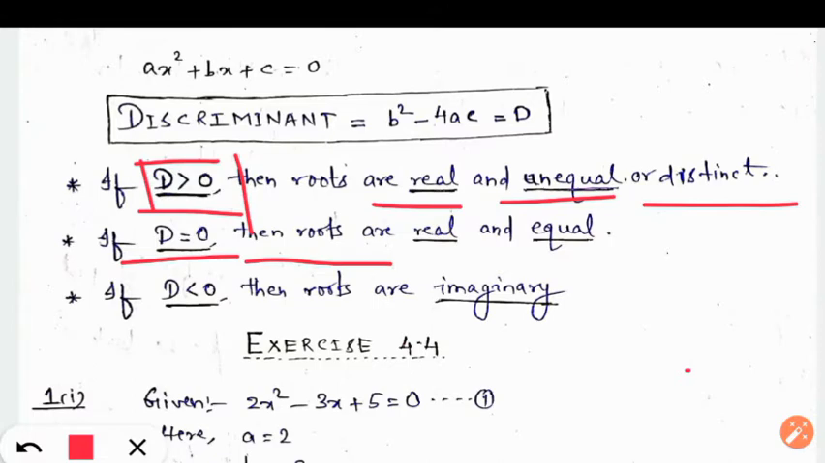Third point, if the discriminant is less than 0, that means if the term within the root becomes less than 0 or negative, so within the root if something is negative, we say it is imaginary. So if the discriminant is less than 0, then the roots are imaginary. Okay, so based on the concept which I have taught you right now, with the help of these 3 points, we are going to solve exercise 4.4.